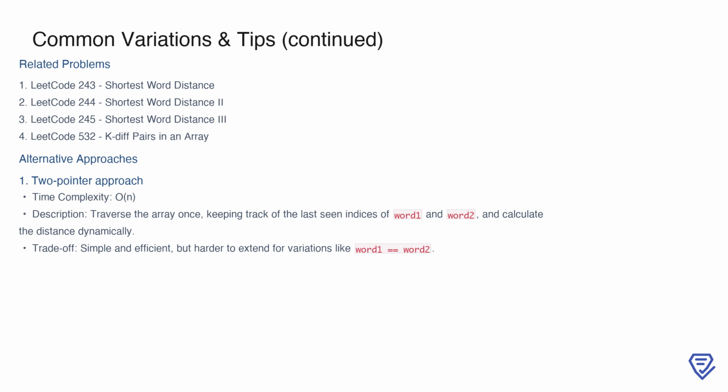In terms of alternative approaches, the two-pointer method offers an elegant solution with O(n) time complexity. By traversing the array once, you can keep track of the last seen indices of word 1 and word 2 and dynamically calculate the minimum distance. This approach is both simple and efficient, but it does have a limitation when word 1 and word 2 are the same, as additional logic is required to handle this special case.